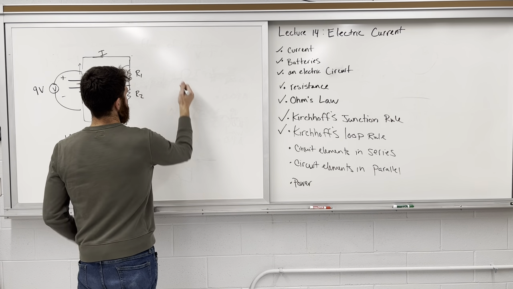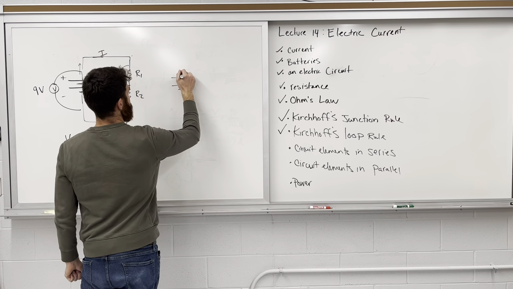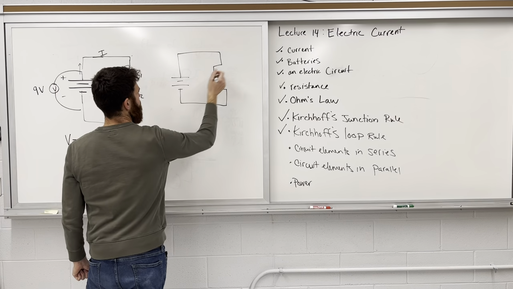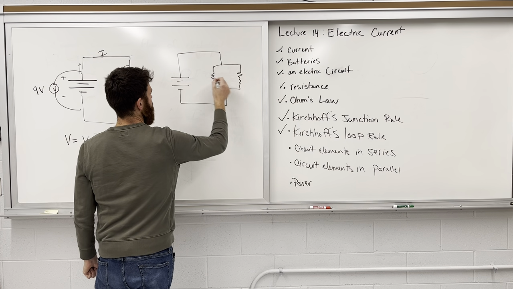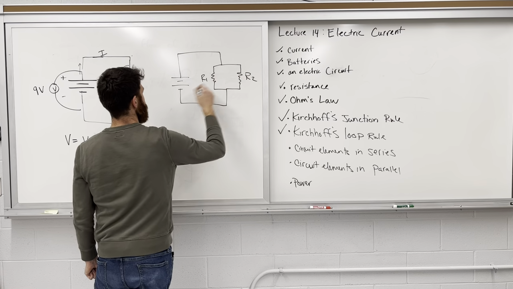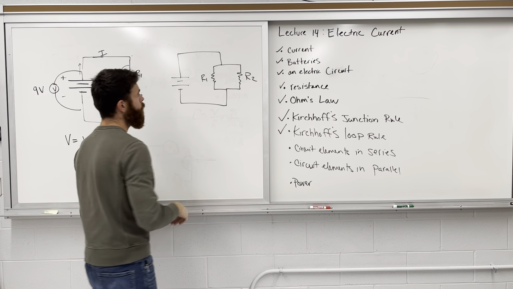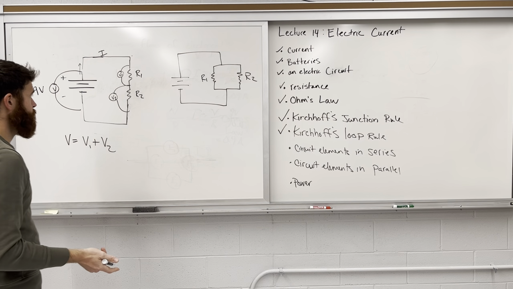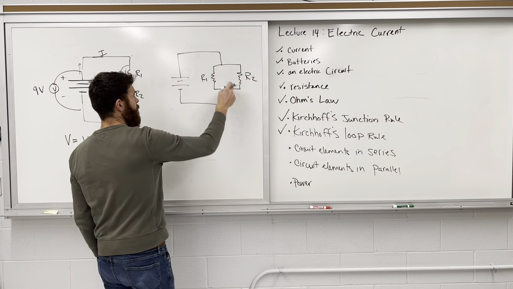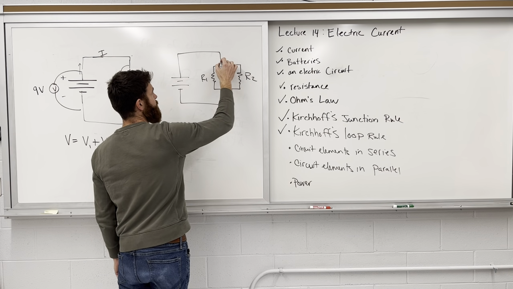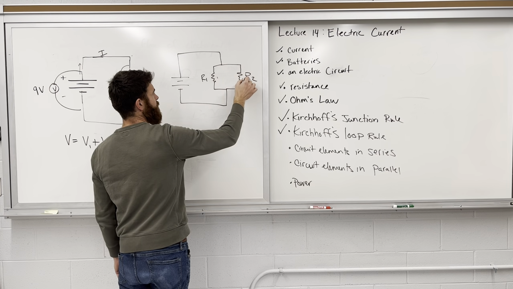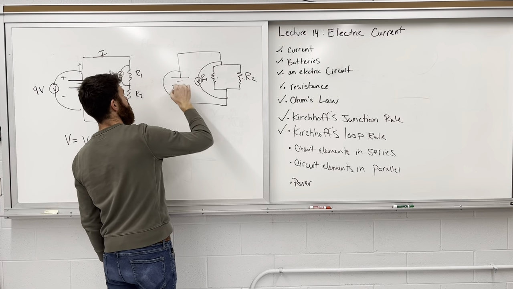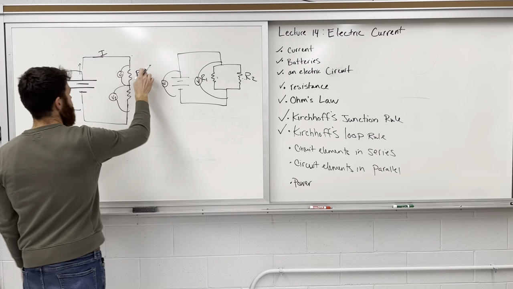Where if I would draw a similar circuit, this is R1, R2. These resistors are wired in parallel. And that makes a difference, because whenever you have elements in parallel, the potential drop across each is the same. So the potential drop across both of these would be V, the potential drop across the battery. Where here we have V1 and V2.